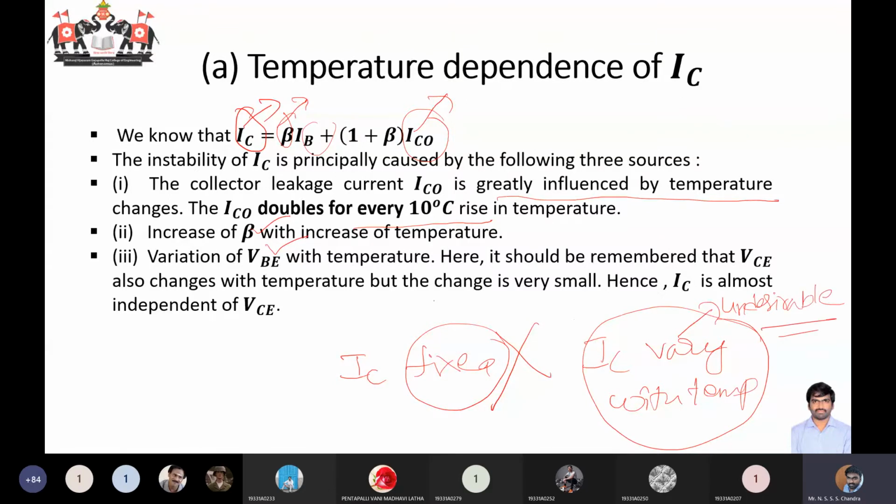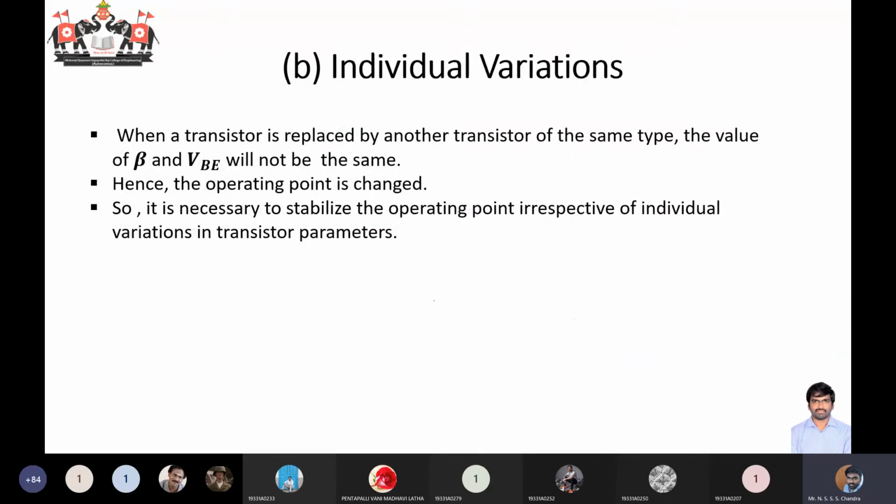Okay, so what we need to have is a fixed, stable IC value which should not change with temperature. Second is individual variation. We have seen that if we replace one transistor with another transistor, then those beta and VBE values will not be the same, and hence your operating point or your IC value is going to change. So we need to ensure that irrespective of small changes in beta or VBE values, your operating point IC should not change. This is a problem that we are having. We shall see the solution at a later point of time.